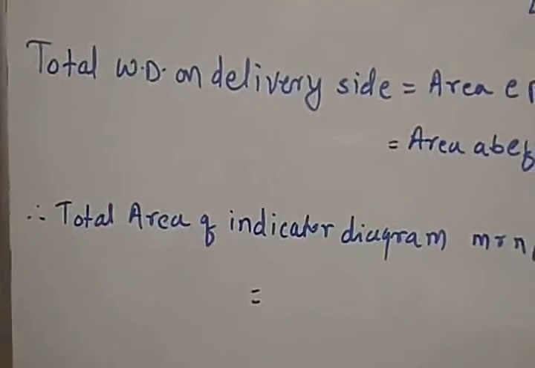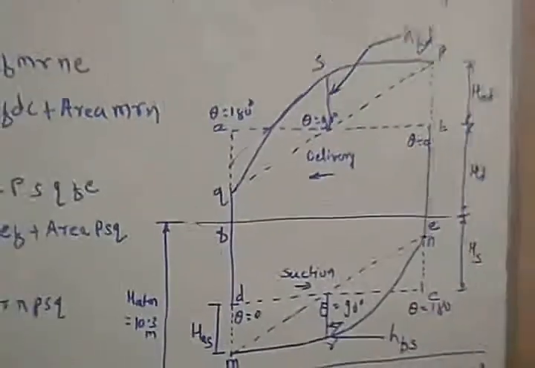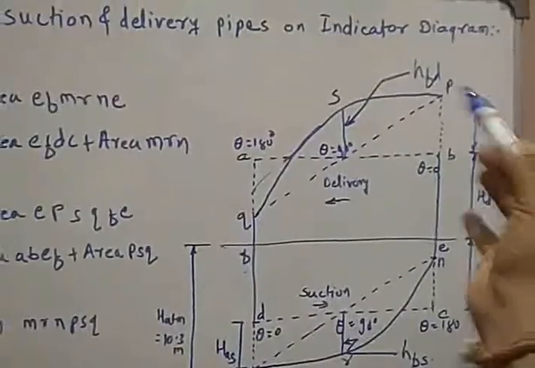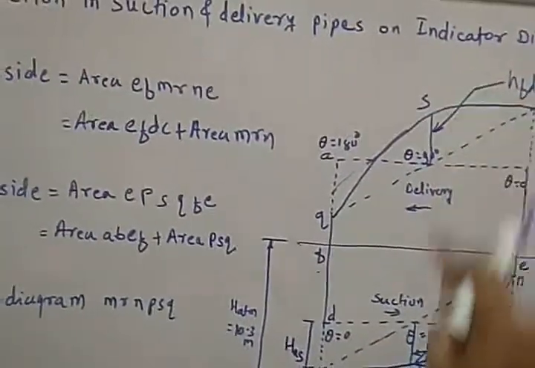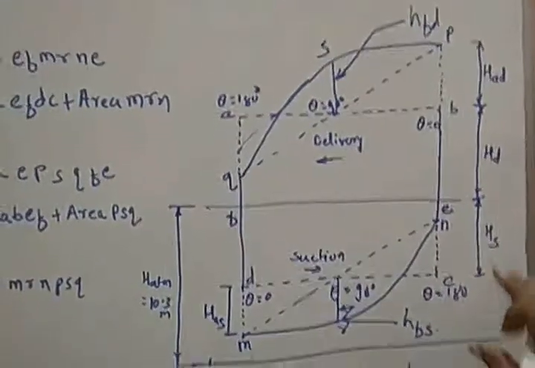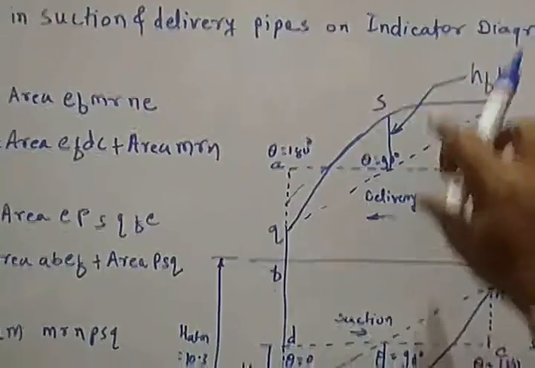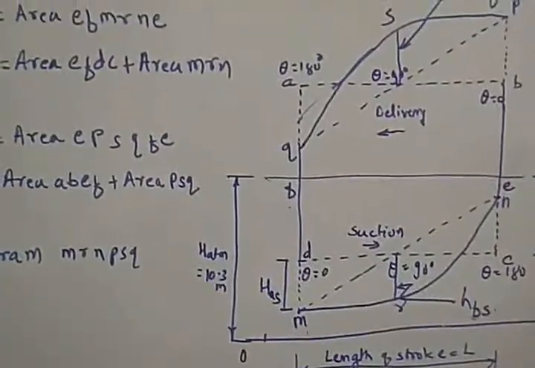So the total area of this particular indicator diagram MRN PSQ will be equal to the length of stroke into the height. Now the height will be, you can see over here, HS plus HD plus this height and this height. Now these are the maximum ordinates, HFS and HFD.